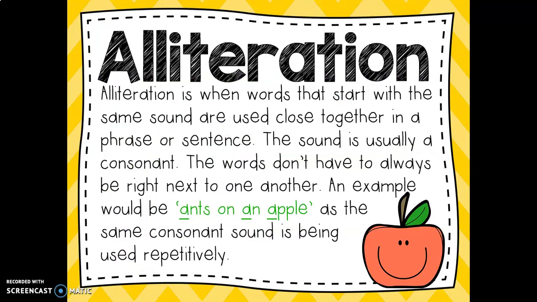Alliteration. Alliteration is when words that start with the same sound are used close together in a phrase or sentence. The sound is usually a consonant. The words don't have to always be right next to one another. An example would be ants on an apple, as the same consonant sound is being used repetitively.